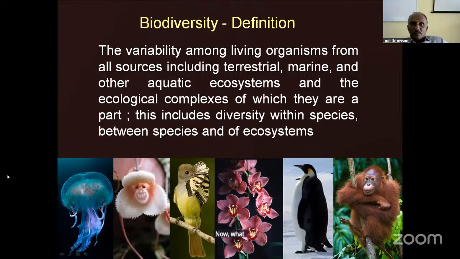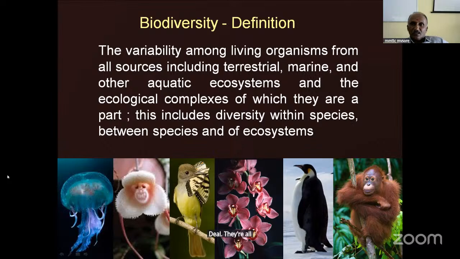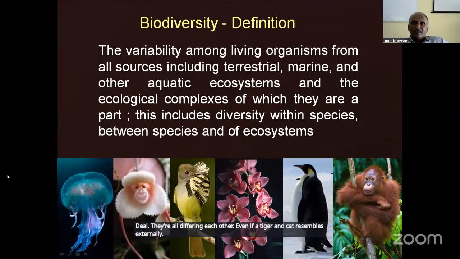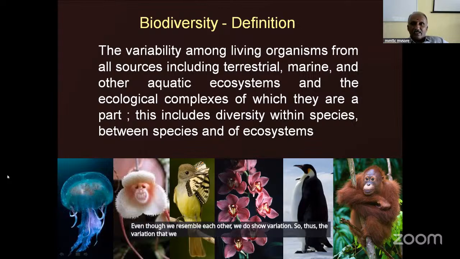What I must try to tell you here is that biodiversity, varieties of organisms, are present in all possible types of ecosystem. If you look at the varieties of organisms, see, tiger, elephant in a forest, deer, they all differ from each other. Even if a tiger and a cat resemble each other externally, they still show variation. Even though we resemble each other, we do show variation. Thus, the variation existing among living entities is what we call biodiversity.